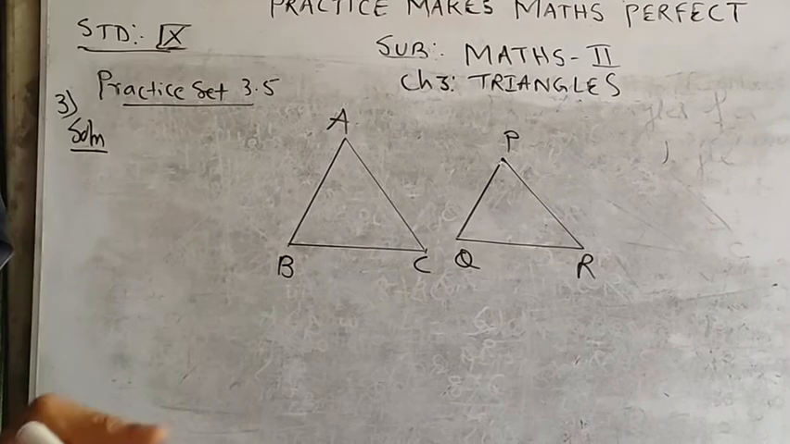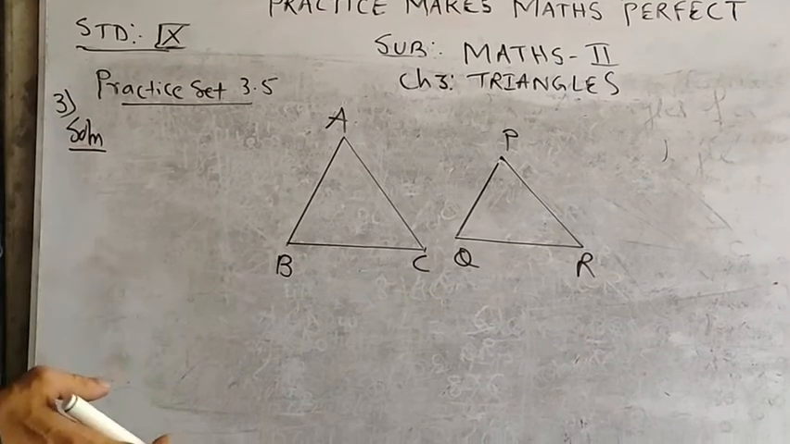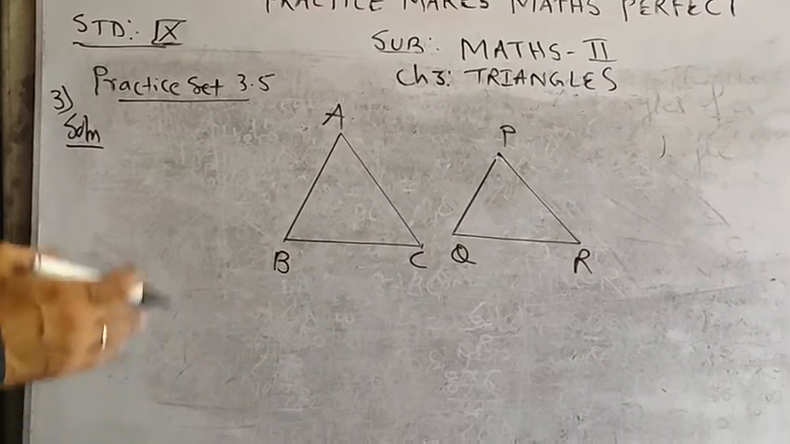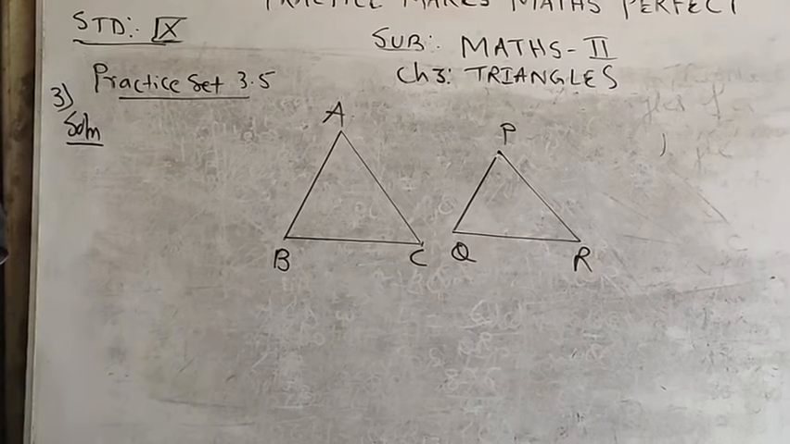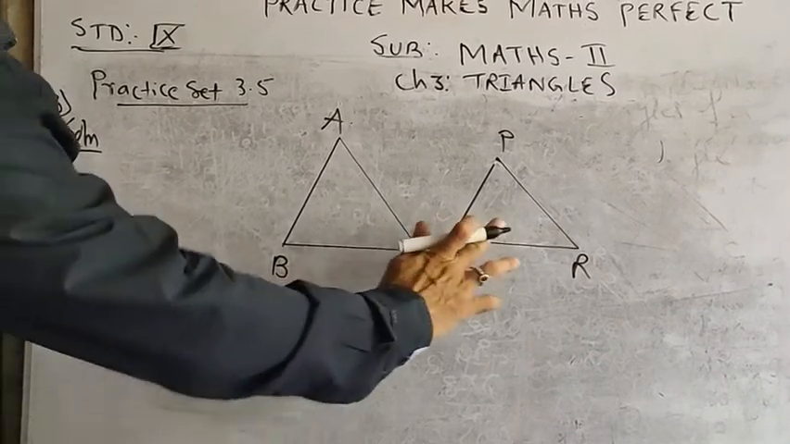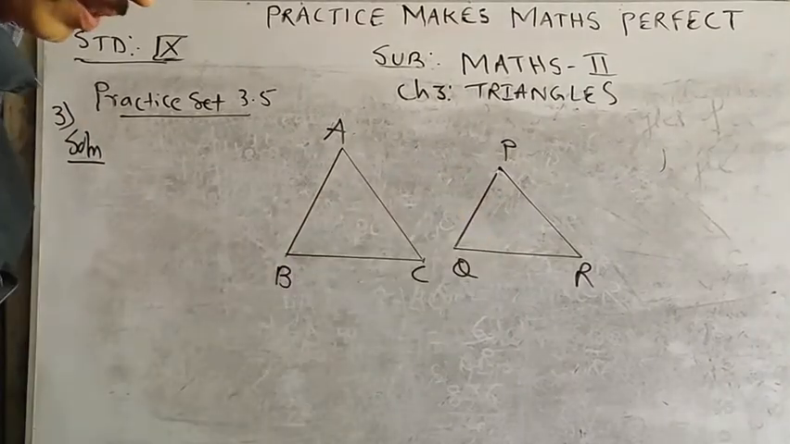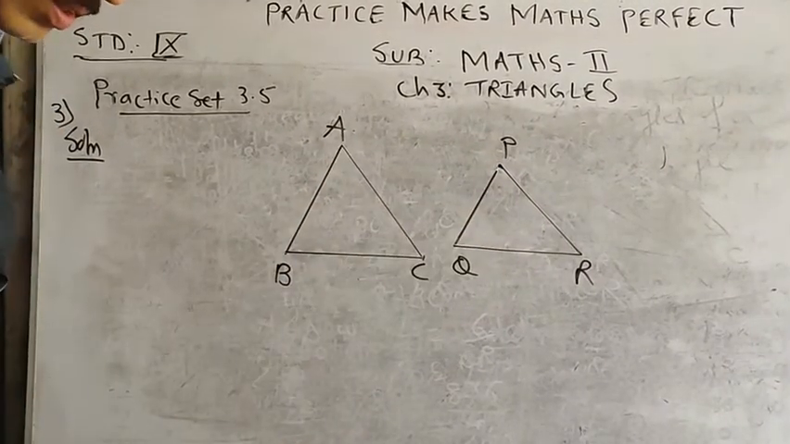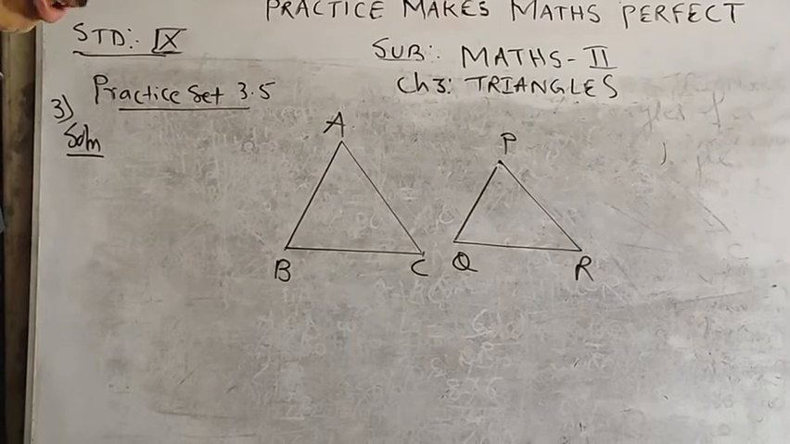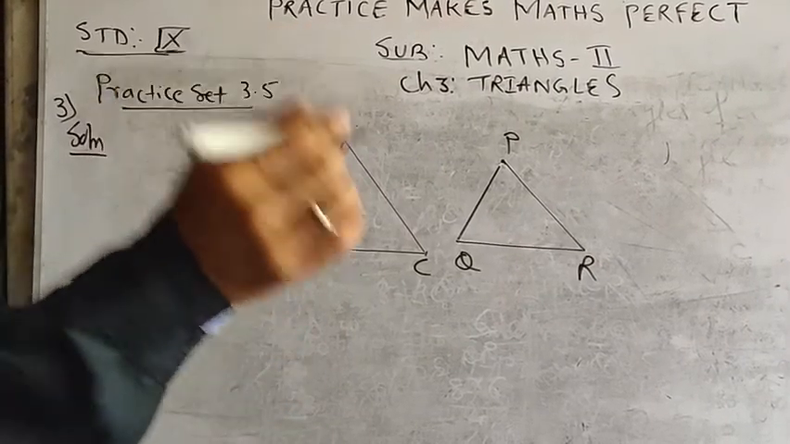Okay, now come to sum number 3. This is the last sum of this practice set. You have to draw a sketch of a pair of similar triangles. These two are similar triangles. Label them. So we have labeled them, we have given the names also. And show the corresponding angles by sign.